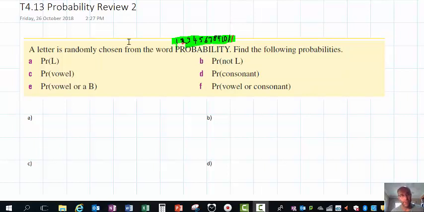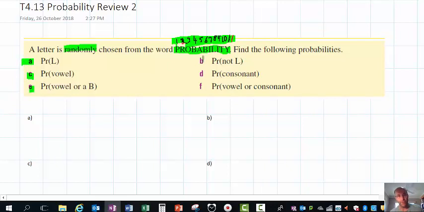The second video in our review of probability you should know from the past. Let's have a look at a task. We've got a letter randomly chosen from this word. Interestingly enough, the word is probability, and we've got to calculate these probabilities relating to these events.